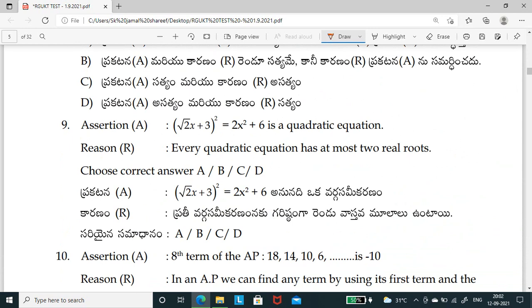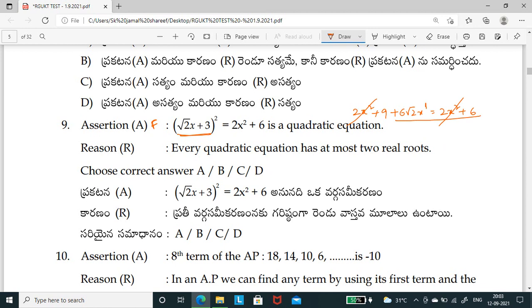Right? So let us see. Assertion: root 2x plus 3 whole square is equal to 2x square plus 6 is a quadratic equation. So he has given the assertion. So is this assertion true or not? Let us check. You need to expand this. So what I am going to get is 2x square plus 9 plus 3 2s 6 into root 2x is equal to 2 times of x square plus 6. On both sides I can cancel out 2x square, then I will be having a linear equation. Hence assertion is false.